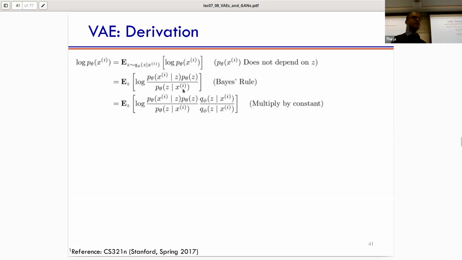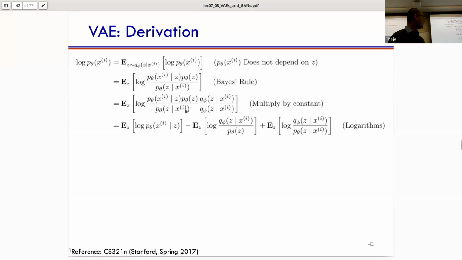Okay. Now you can see that at the starting point we did not have anything to do with Z, but now we have started introducing Z's. And there's an expectation with respect to Z. So now what we're going to do is carefully select some quantities so that we can have some KL divergence type of terms. That's what we're going to do.